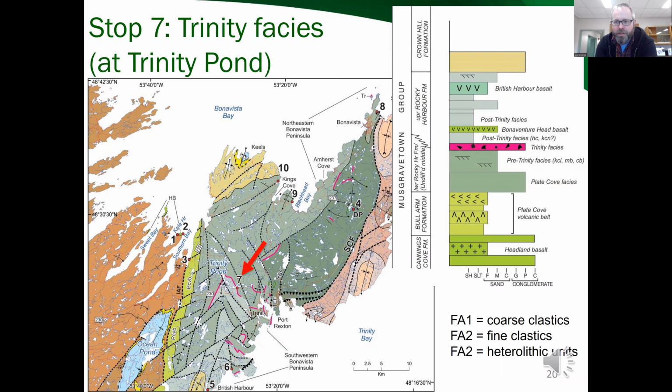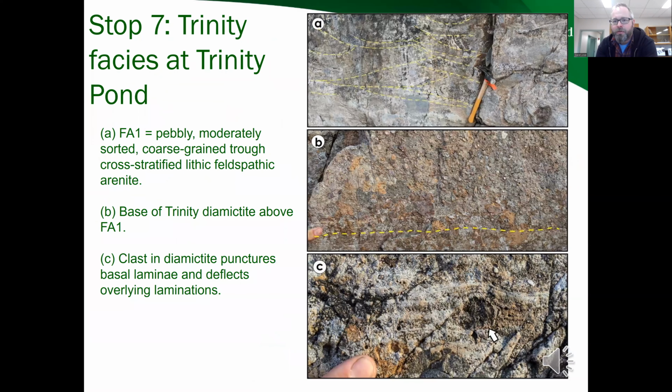So this Trinity diamictite, following Leon's work, Pu et al. came and dated tuffs below and above, I believe, and demonstrated that the diamictite here is correlative, or at least age equivalent, to the Gaskers diamictite elsewhere in the Avalon. Bringing you now along the Discovery Trail Highway near Trinity Pond, here we see another correlative diamictite.